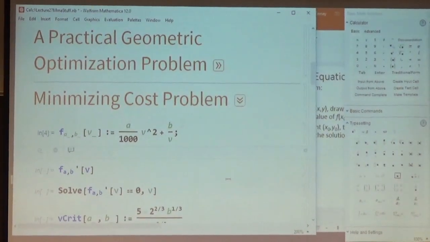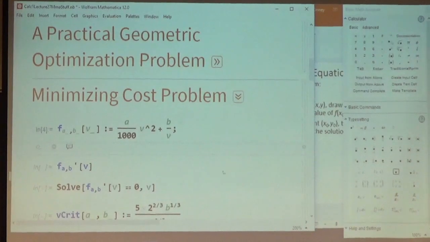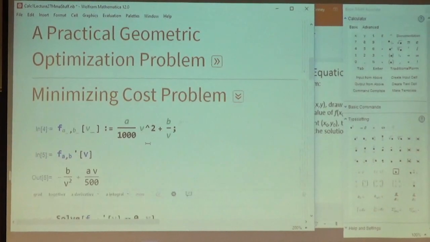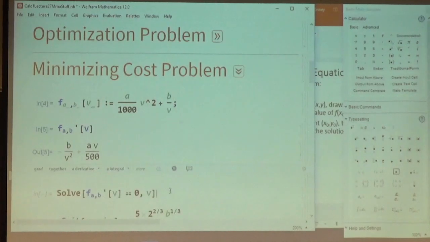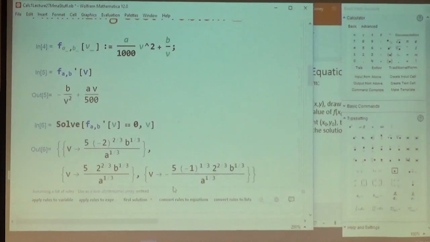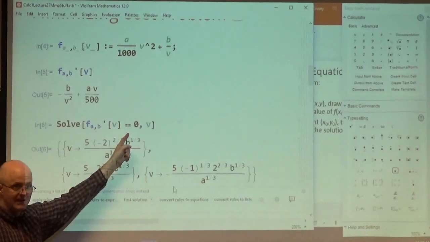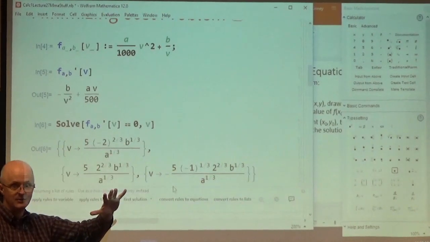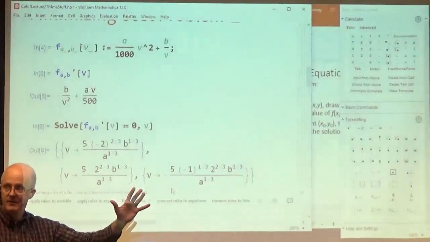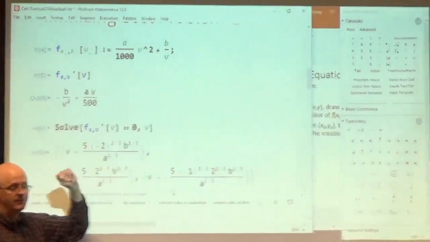The semicolon, by the way, just suppresses the output, though that's not a big deal there, because we're going to see it anyway. Here's its derivative. Here's what you would type to solve for the critical point. Again, remember to make sure you use two equal signs, not one. It's going to mess it up if you just use one. It's going to store stuff in memory. It'll mess up your later calculations. Always use two equal signs there.